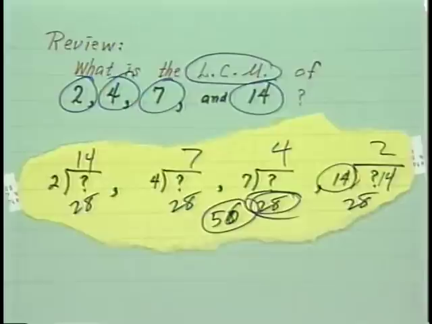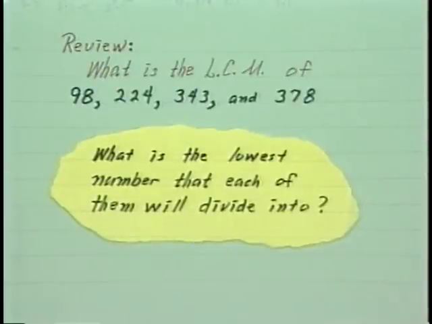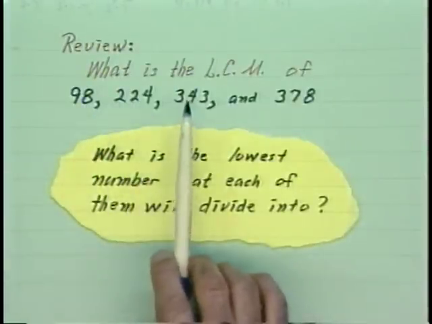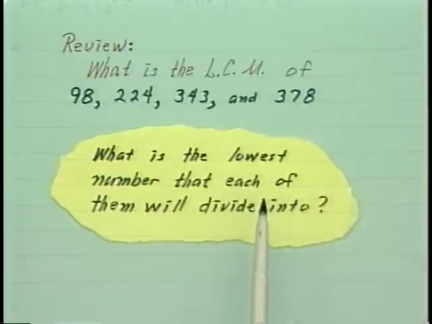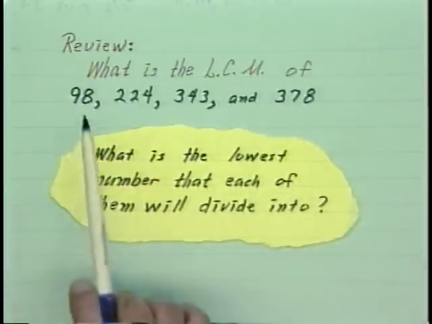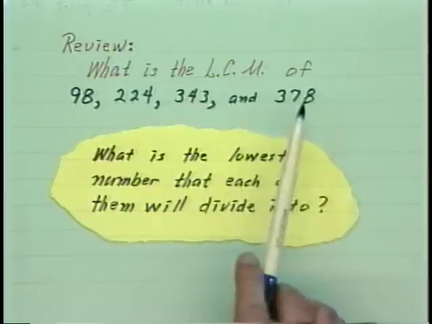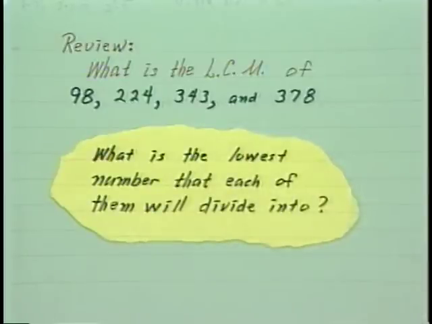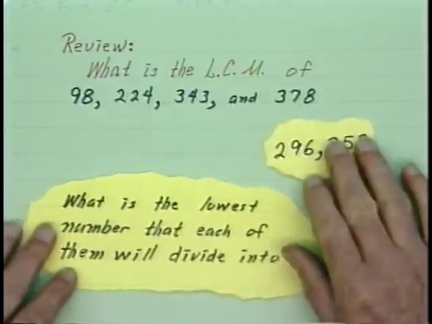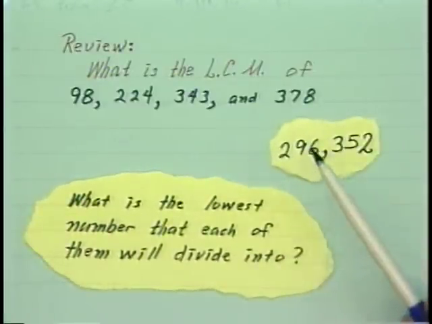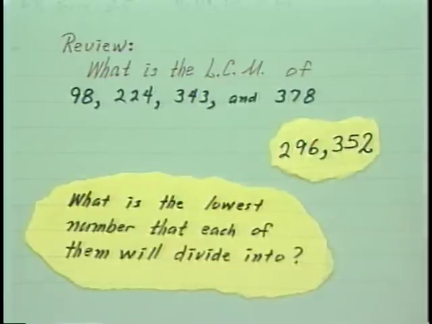We're about to move into a situation where we will be dealing with series of numbers where it is anything but obvious as to what is the lowest number that these 4 rather messy numbers will divide into. By the way, it's 296,352. And I doubt if anybody, at least nobody that I know, can look at these and just know it's going to be this number.